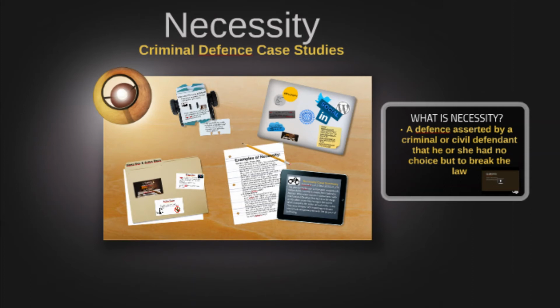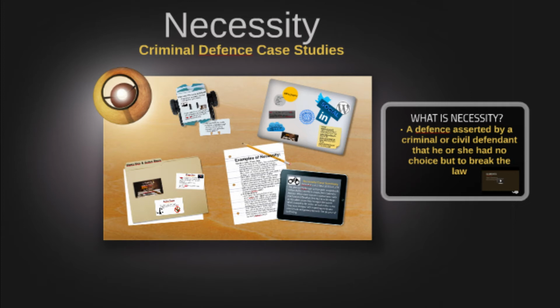So, what is necessity? Necessity is the excusing of the offender's liability for the offense, because at the time of the crime the offender committed the crime to avoid something even worse than the crime occurring. It is even called the lesser of two evils.